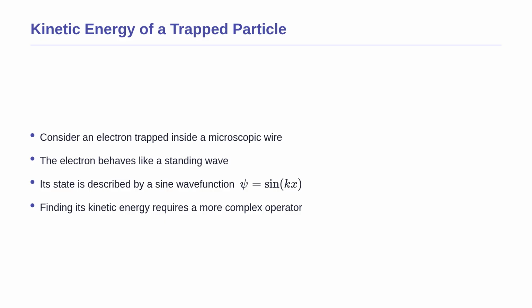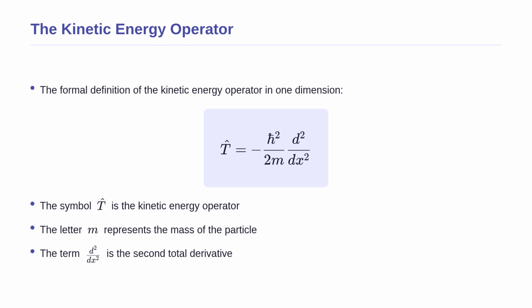Because the physical situation has changed from a free particle to a trapped one, the mathematical instruction we need to extract the energy must also change. This requires us to introduce a slightly more complex operator, specifically designed for kinetic energy. To find the kinetic energy of this trapped electron, we need the kinetic energy operator, denoted by T hat.